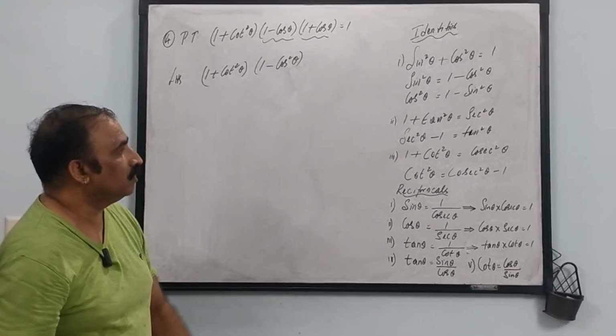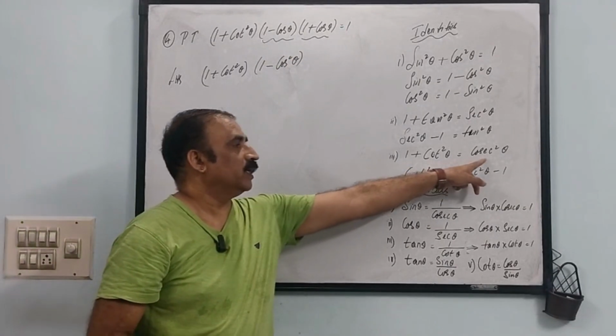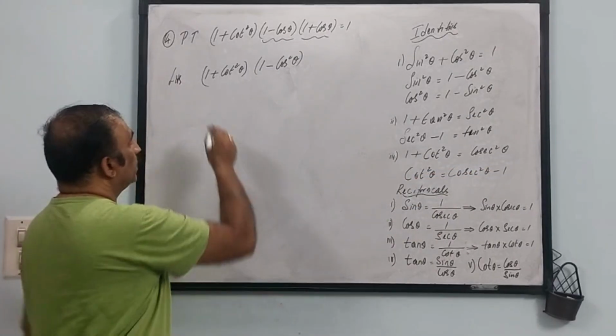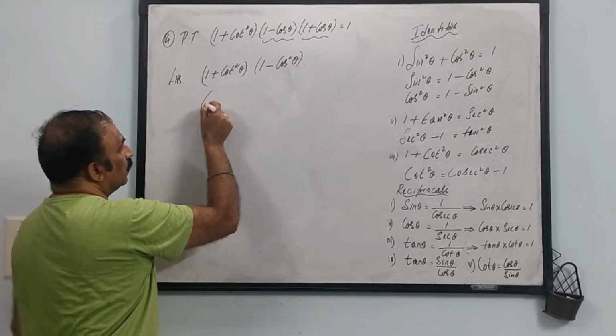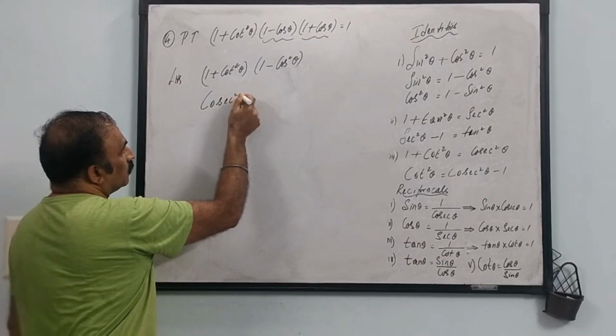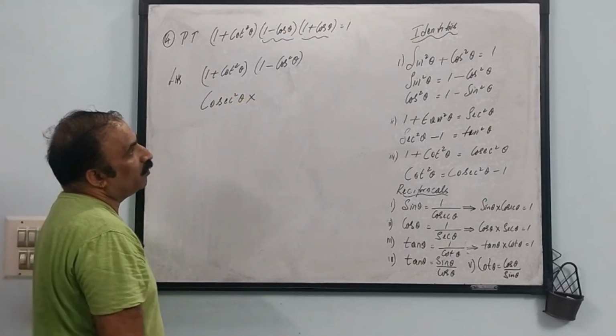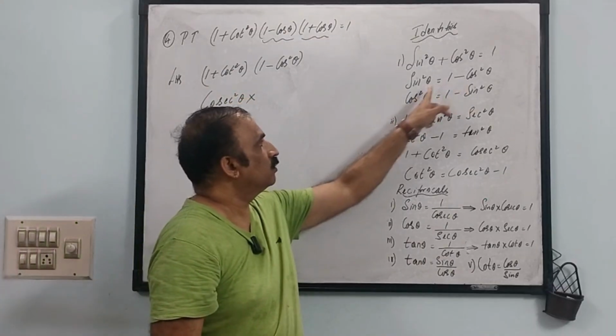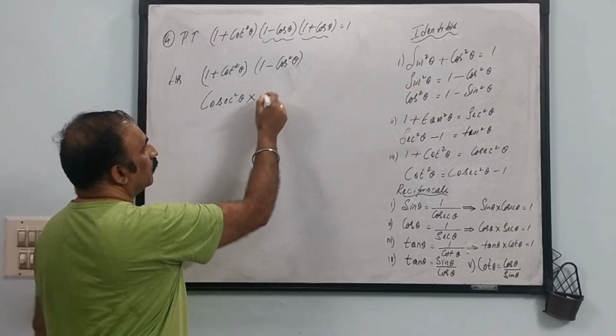Now go to the identity. We have got 1 plus cot square theta, which is equal to cosecant square theta. So in place of 1 plus cot square theta, I can write it as cosecant square theta into 1 minus cos square theta. 1 minus cos square theta is going to be sin square theta.